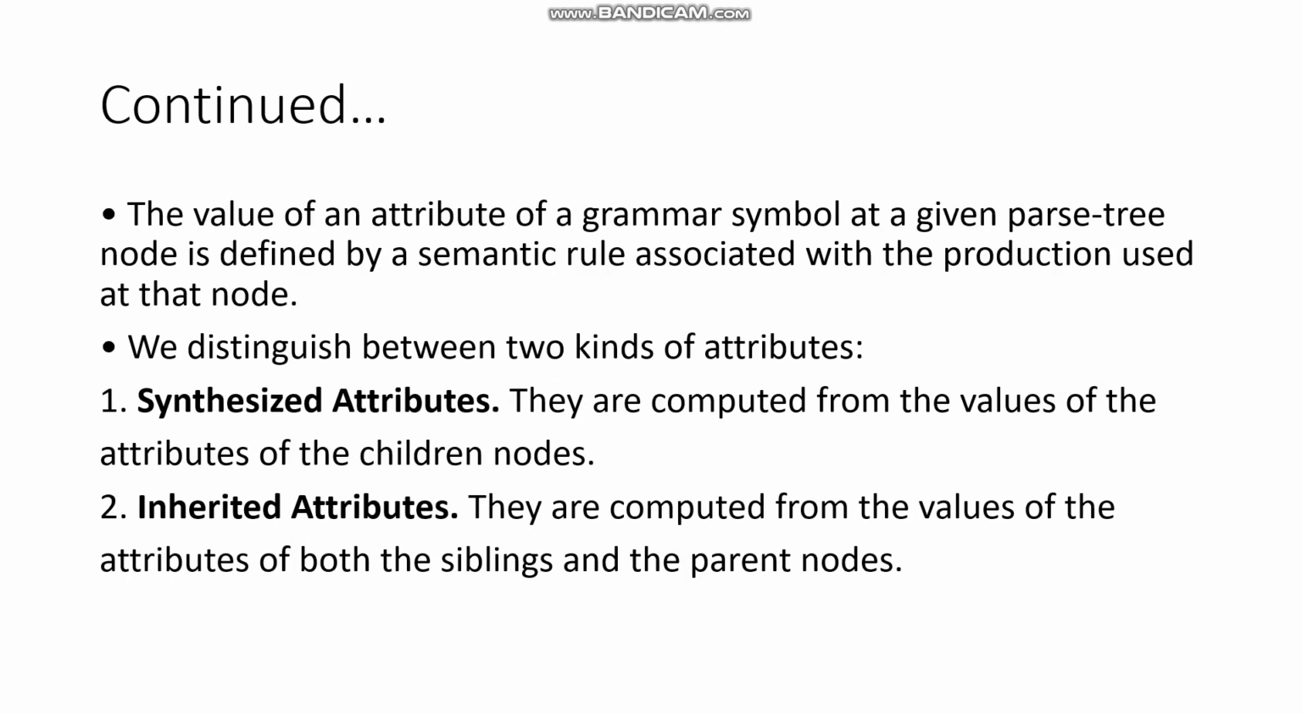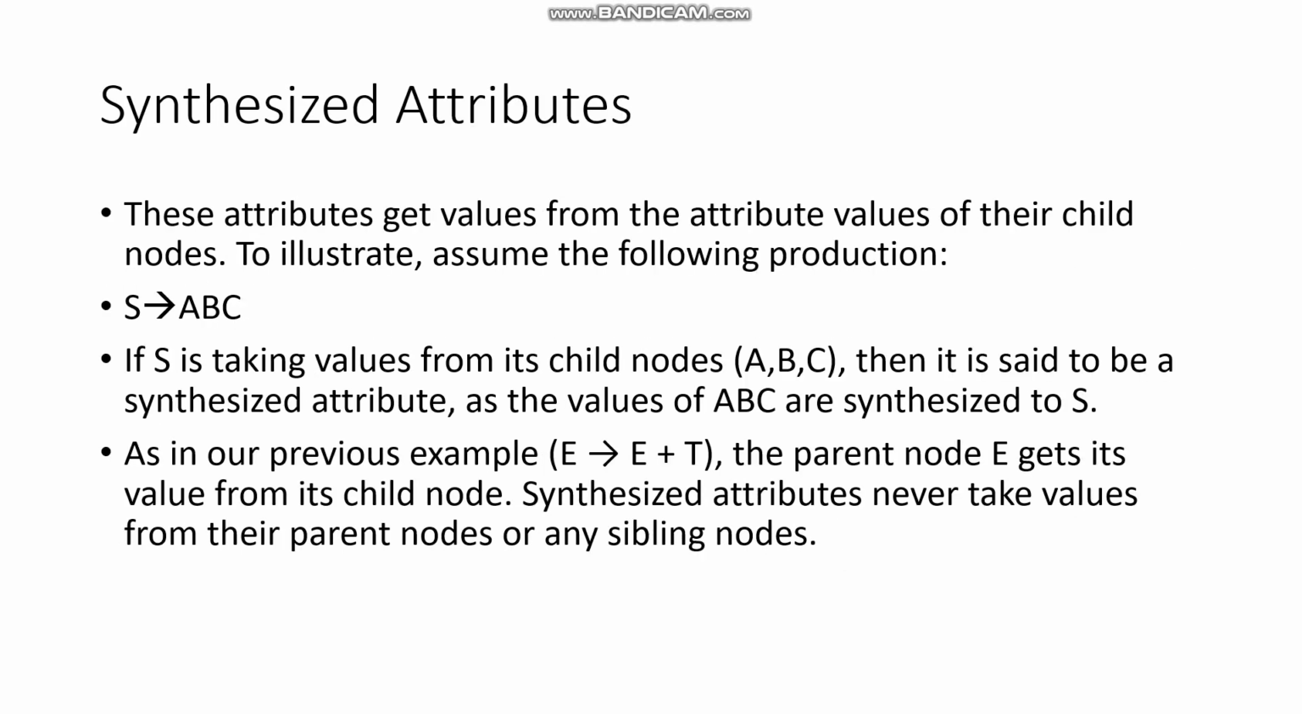Okay. With respect to that, there are different types of attributes, which are distinguished into two: synthesized attributes and inherited attributes. The first one is the synthesized attribute. These attributes get their value from the attribute values of their child nodes. To illustrate, let's take an example. S gives ABC. Here the child nodes are A, B, C, and the parent is S. So the values of A, B, C are synthesized to S.